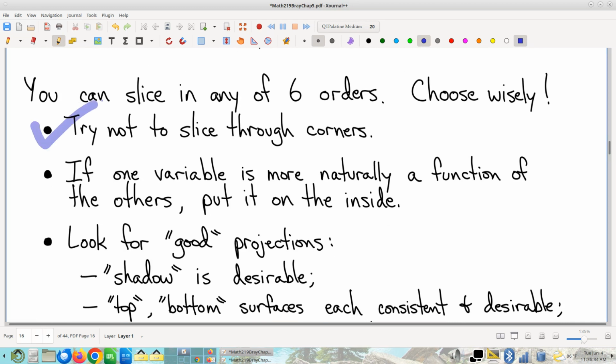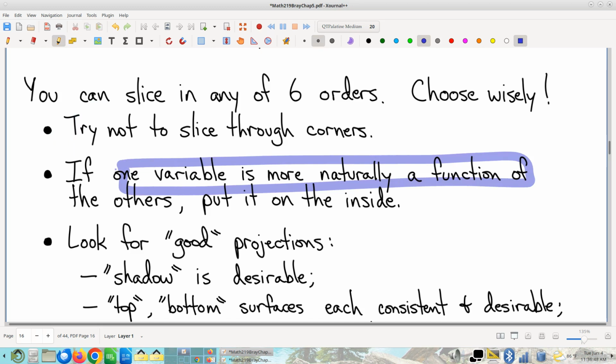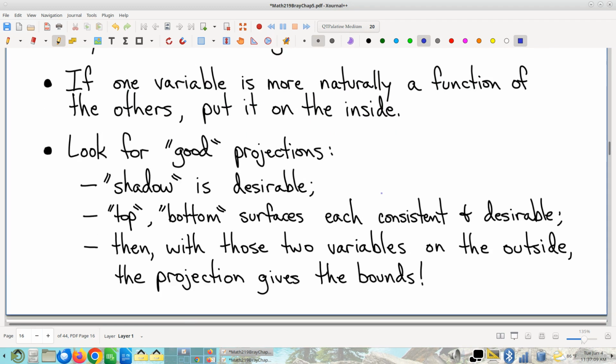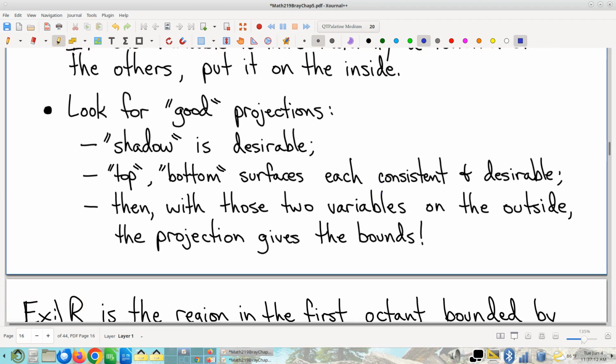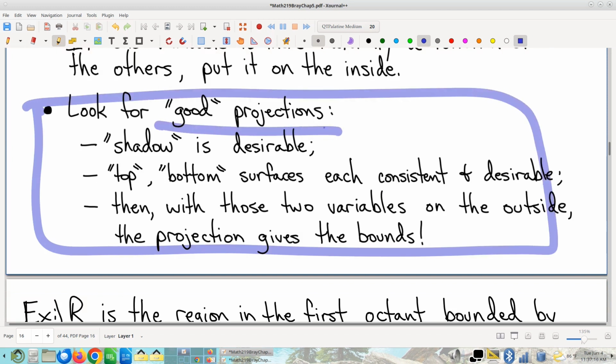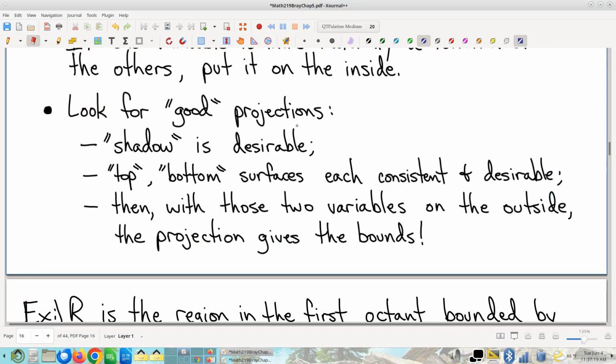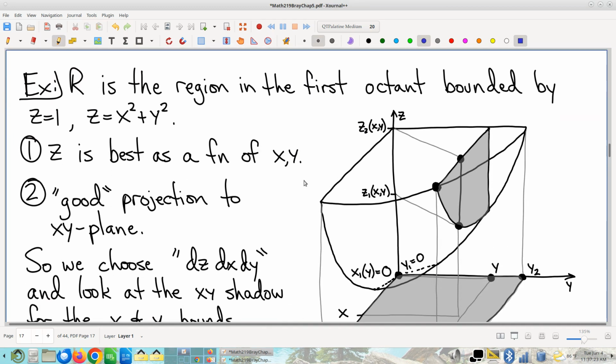Just like with double integrals, try not to slice through corners. Bad things happen when you slice through corners, just like with double integrals, right? So that's a good thing to try to avoid. If one of the variables naturally looks like a function of the others, you're going to want to arrange that it is the variable that you have to solve for, because it's clearly desirable to be solved for, not the other way around. So you try to put that one on the inside. Right? And there's one other little bit of advice that I write down just because I wanted to have all the bits of advice together, but I'm not really quite ready to tell you what I mean yet by a projection or by a good projection. So we're going to come back to that. The next example is going to illustrate what all that means.